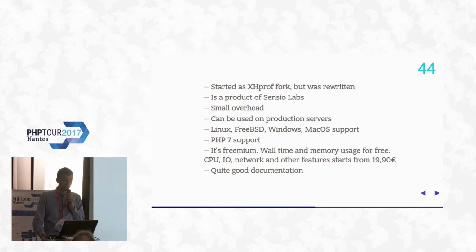It's a product of Essential Labs. It has really small overhead and can be used on production servers. It's supported on Linux, FreeBSD, Windows, macOS. It supports PHP 7, of course. It's freemium. You can see wall time and memory usage for free. And CPU time, disk I/O, network, and other features start from $19.90 per month. But there is a 14-day trial you can use.